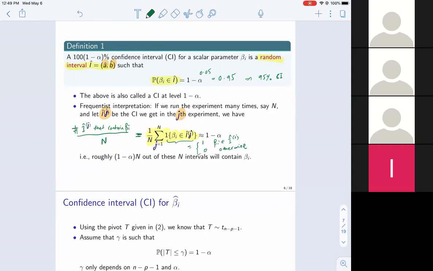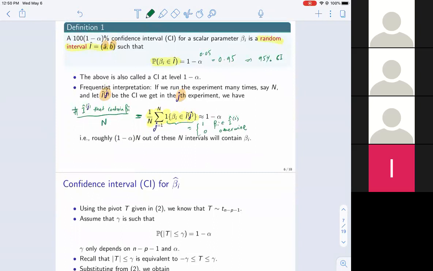So what happens is that for a given data set, you obtain a deterministic realization of the confidence interval. For that particular one, you cannot say necessarily whether it contains beta I or not. For none of these realizations can you say for sure that beta I is in there. But what frequentist statistics is telling you is that if you repeat it many, many times, a fraction 1 minus alpha of these intervals would contain the truth. That's the meaning of a confidence interval. Does that make sense to people?